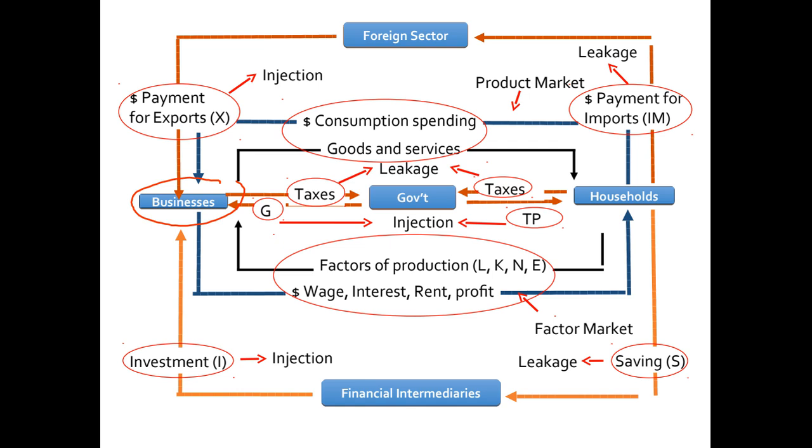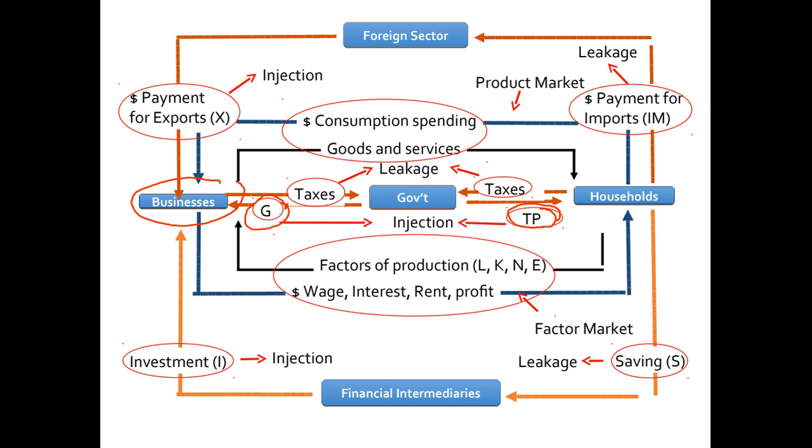Similarly, the government is also paying TP. By TP, I mean transfer payments. Transfer payments are not expenditure. By expenditures, I mean you are giving money, and against this money, you are getting something. That is the definition of expenditure. So if you pay $1,000 and get a laptop, that is expenditure. Transfer payments are not expenditures in that sense.